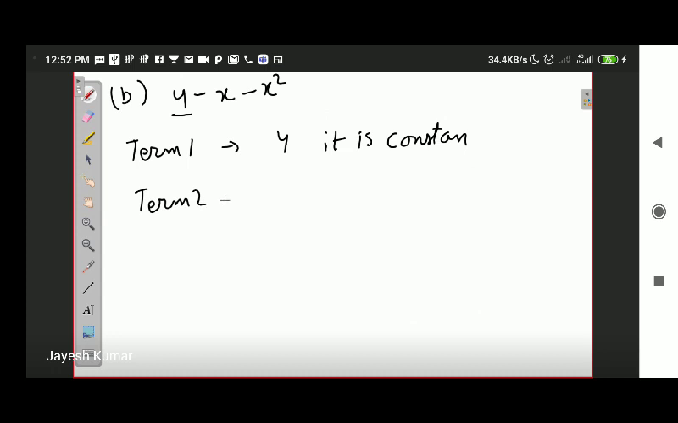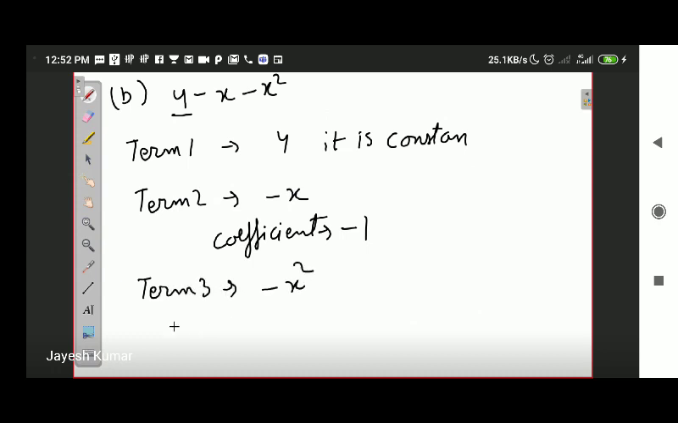For the second term, it is minus x. If nothing is being multiplied with your variable, then it is 1. And because it is minus x, the coefficient is minus 1. Minus x square, again nothing is being multiplied, so it is being multiplied by 1. Coefficient will be minus 1. Okay, so in this manner you can do question number 1, 2, 3, 4, 5 of your exercise 6.1.